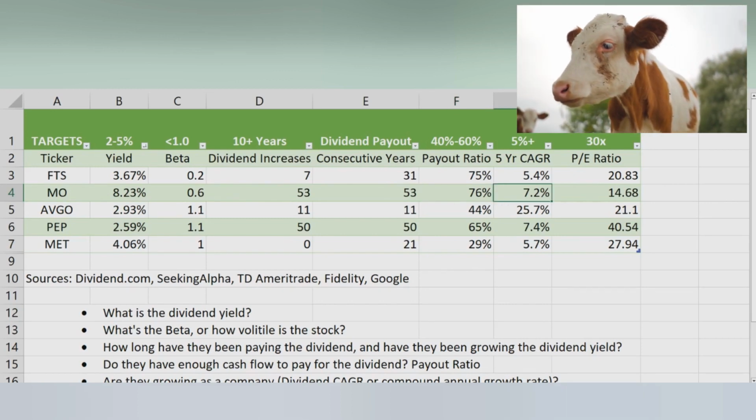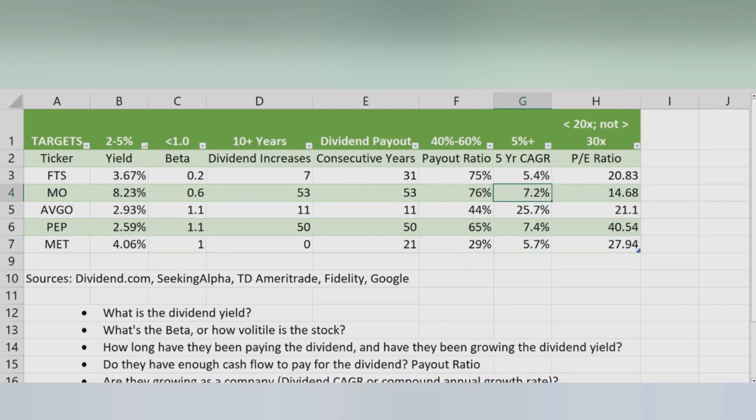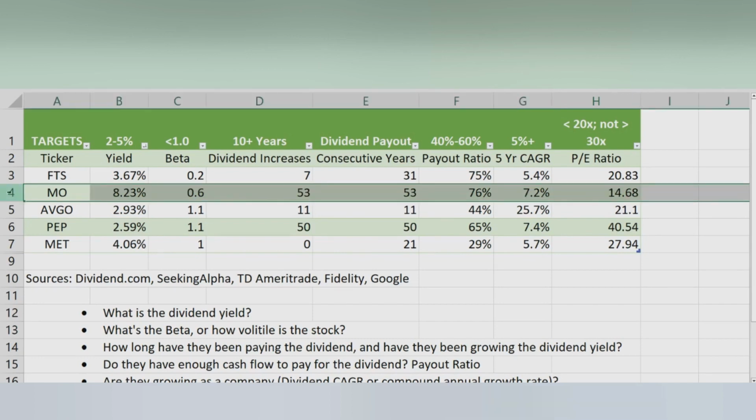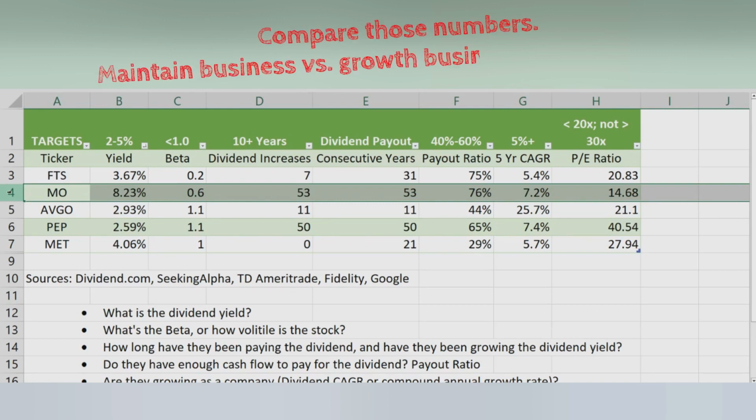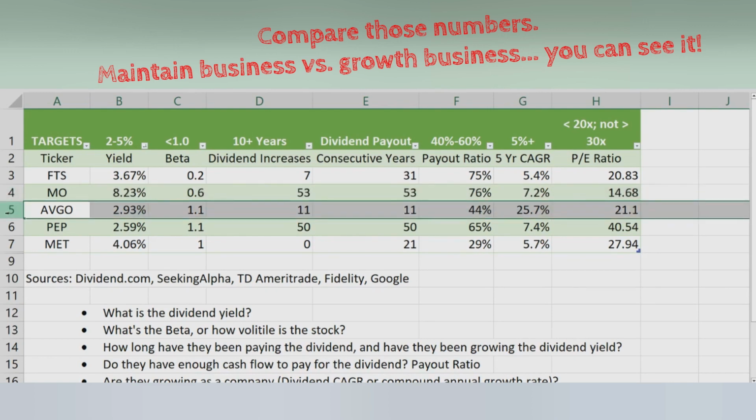But the 5-year CAGR is actually still high. And the PE ratio is very low at under 15. So with Mo, you don't get a lot of volatility. You still get a pretty good 5-year CAGR, and the value is really good. And so that's what Mo looks like just on the base numbers. But let's take a look at a growth stock like Avgo, a chip designer.